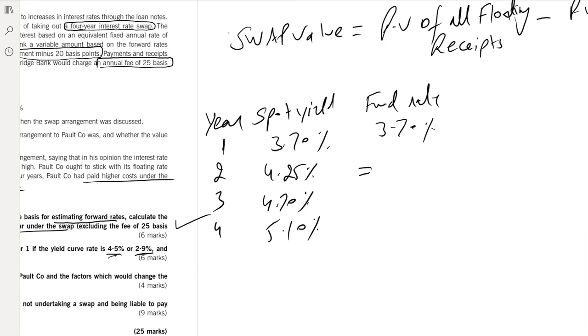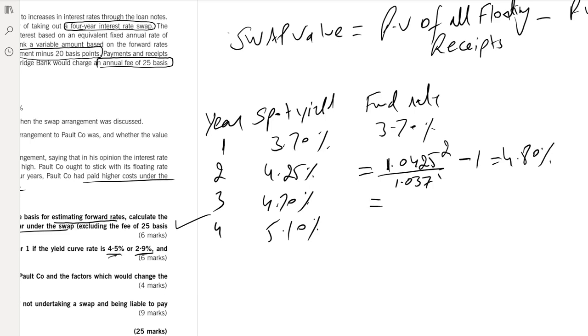What about the forward rate? That is equal to 1.0425 raised to power 2 over 1.037 raised to power 1, minus 1. That is equal to 1.0425 raised to power 2 divided by 1.037 raised to power 1, minus 1. That is equal to 4.80.